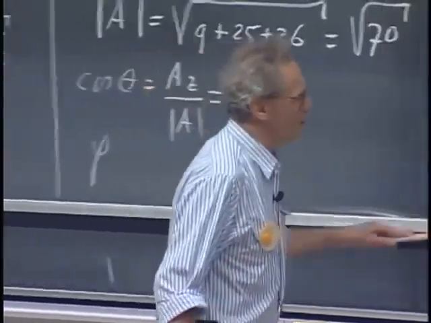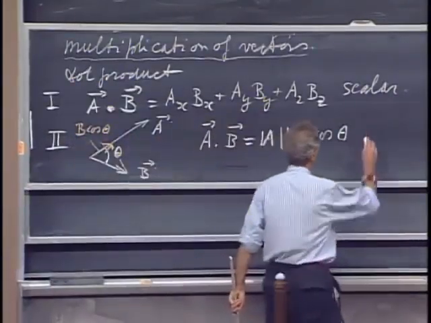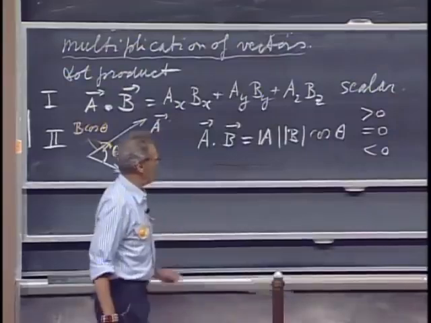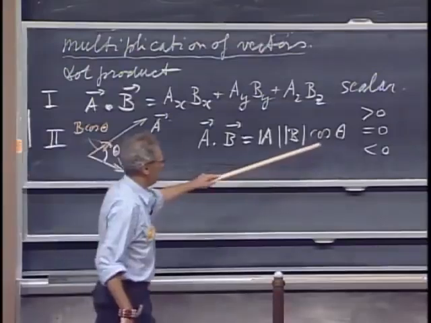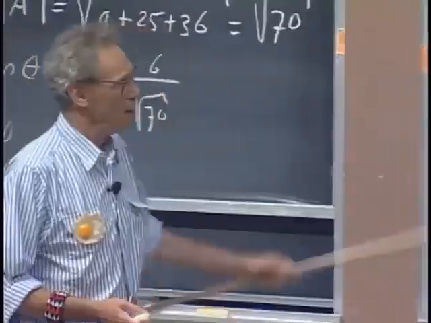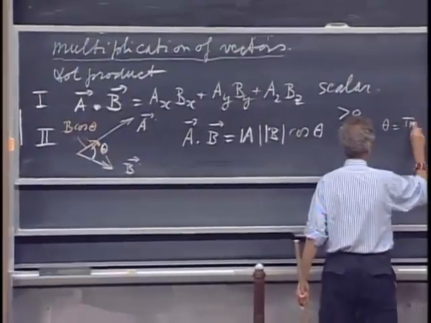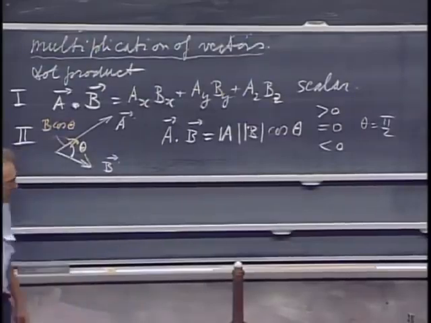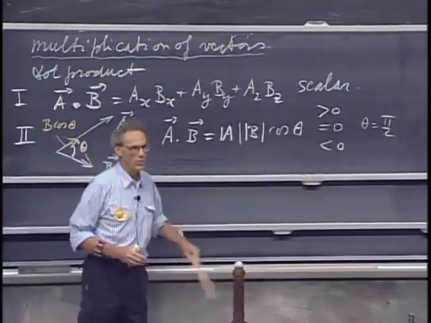You can immediately see by looking at this, it's easier to see than looking here, that the dot product can be larger than 0, it can be equal to 0, and it can be smaller than 0. A and B are, by definition, always positive. They are the magnitude. But it's determined by the cosine of theta. If the cosine of theta is larger than 0, well, then it's larger than 0. The cosine of theta can be 0. If the angle theta is pi over 2, in other words, if the two vectors are perpendicular to each other, then the dot product is 0. And if this angle theta is between 90 degrees and 180 degrees, then the cosine is negative.